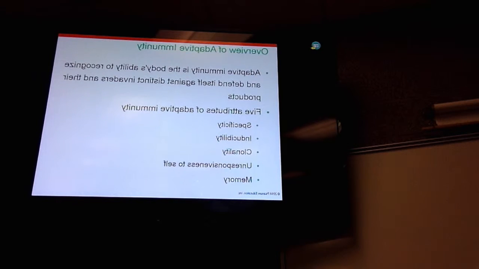What I would concentrate on: the 5 attributes of adaptive immunity, definitely. Specificity, inducibility, clonality.